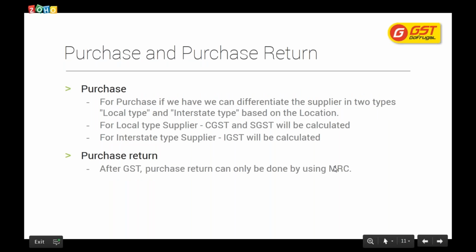In purchase, you can differentiate the supplier into 2 types, local type and interstate type, based on the location. For a local type supplier, CGST and SGST will be calculated. For interstate, you will be using IGST. For purchase return, after GST, purchase return can only be done by using MRC.